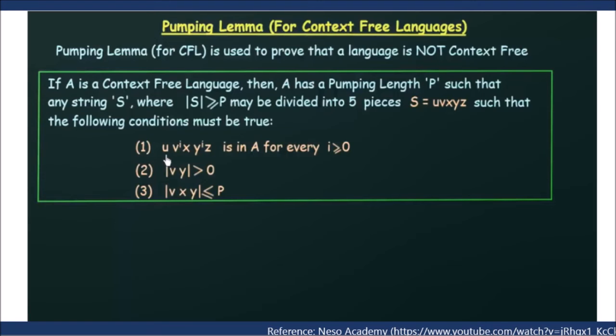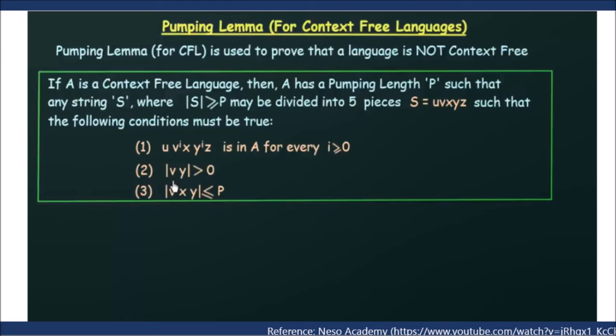And what are they? U, V raised to I, X, Y raised to I, Z is in A for every I greater than or equal to 0. So you have divided S into U, V, X, Y, and Z, and if you raise V and Y to the power of I, where I is greater than or equal to 0, then the string that you get should also be in A. That means that string also should belong to the language A.